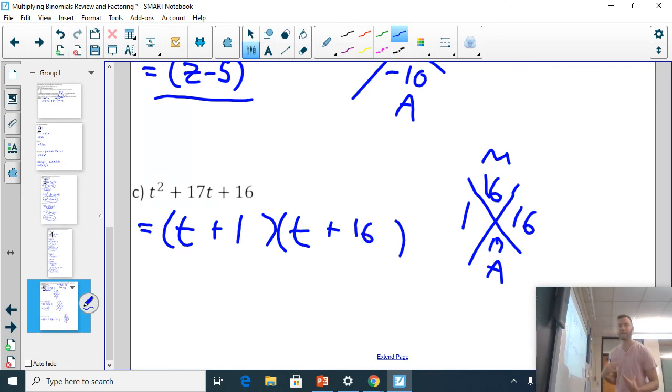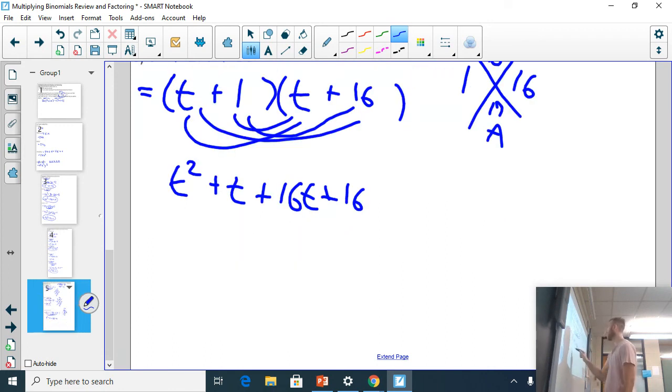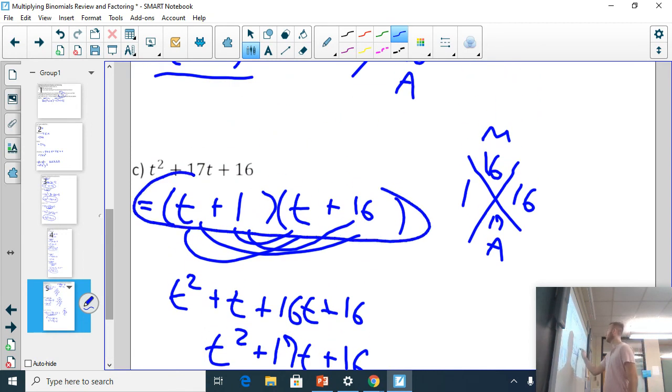And again, you could check any of these answers by multiplying these back out, right? We would get t squared plus t plus 16t plus 16. And then combining like terms, we would get t squared plus 1t plus 16t is 17t plus 16. And that's what we started with. So we know that this is the right answer.